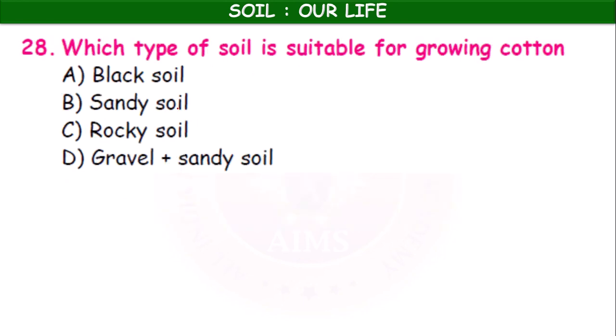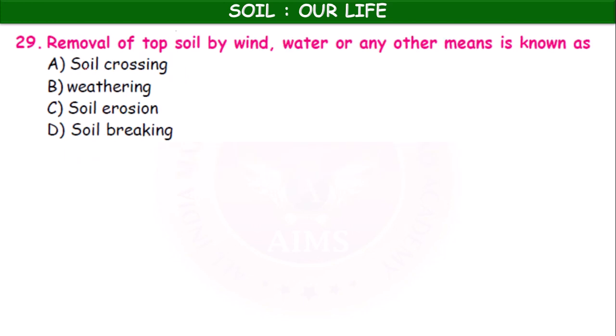Which type of soil is suitable for growing of cotton plant? Black soil, sandy soil, rocky soil, gravel plus sandy soil. So it is the black soil. Removal of topsoil by wind, water or any other means is known as soil crossing, weathering, soil erosion, soil breaking. It is soil erosion. Topsoil is lost by this.